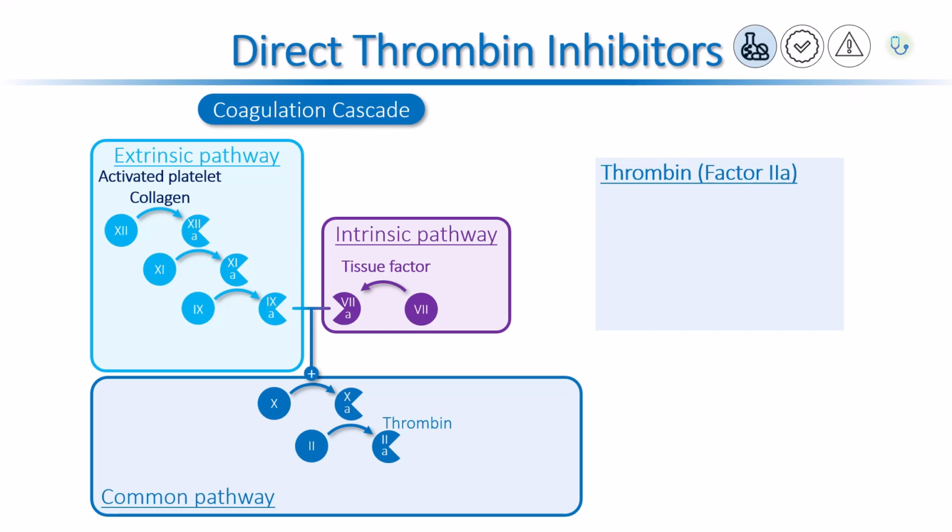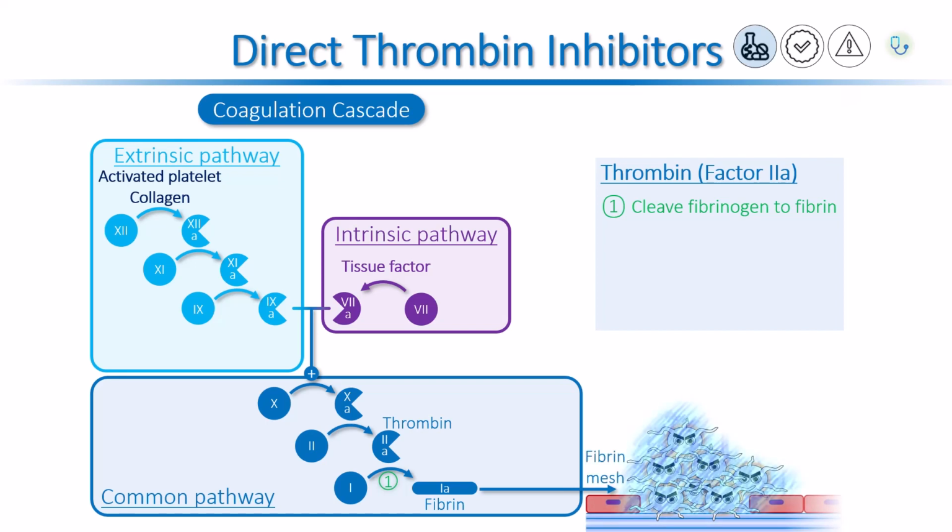Thrombin, or activated factor 2, is a very important clotting factor, because it has multiple pro-coagulative functions. First, thrombin proteolytically cleaves fibrinogen, or factor 1, into fibrin, or factor 1A, which binds with other fibrin proteins to form a fibrin mesh that reinforces the platelet clot formed during primary hemostasis.